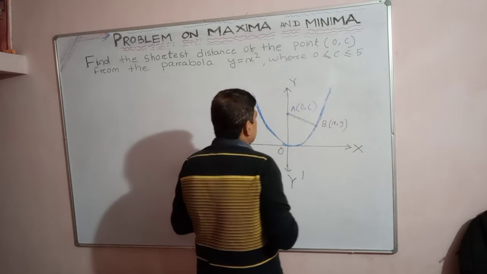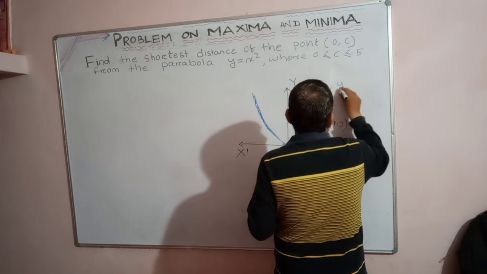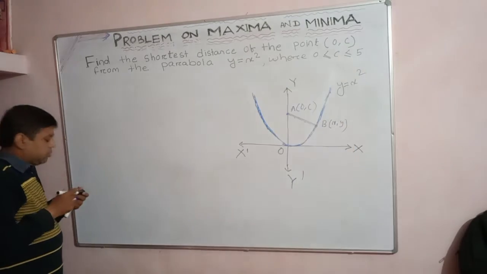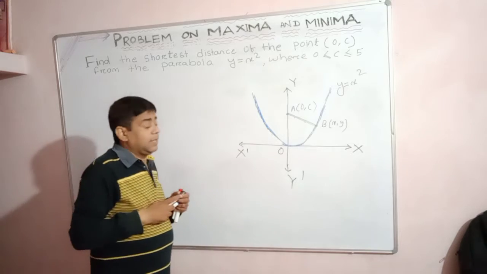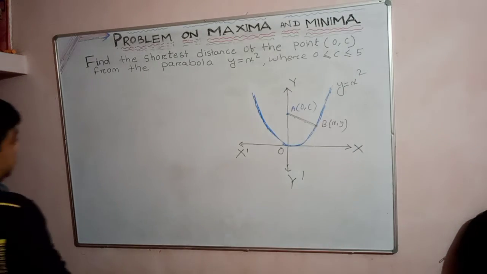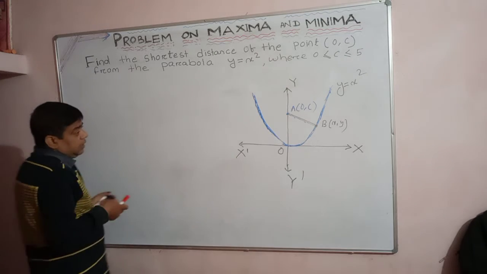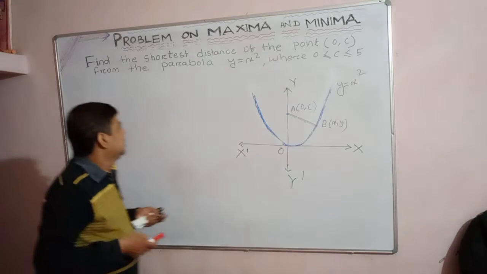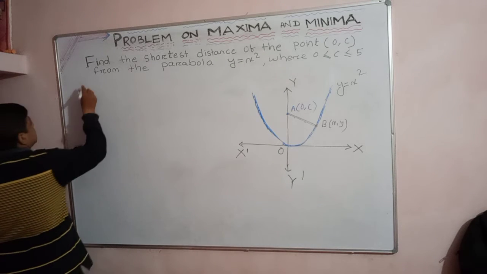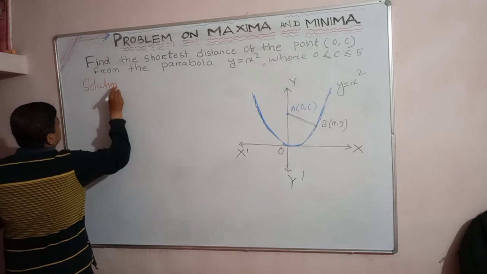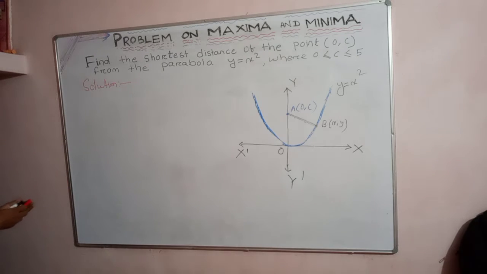The equation of the parabola is y = x square. You have to find the distance AB, and that will be the shortest distance that you have to find. Here B is such a point on the parabola such that AB is the shortest distance, right? Okay, so let's start.